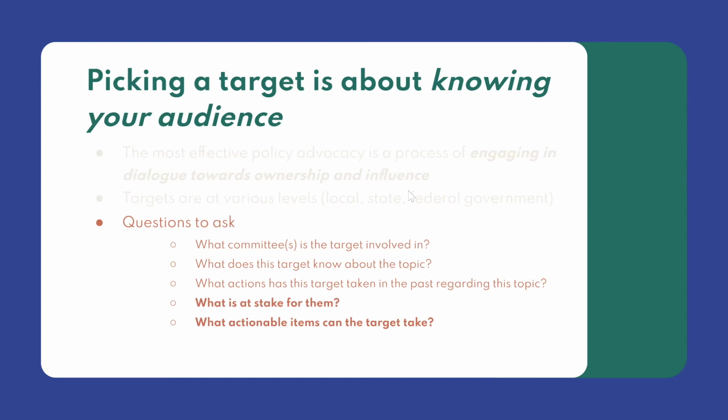You also have to look at the representatives or the agencies that you might be targeting and see who they affect, or who they care about. A representative cares about their constituents. An agency cares about everyone. And also, what actionable items can this target take? These are both absolutely critical to crafting the policy actions that this target can use or act on.